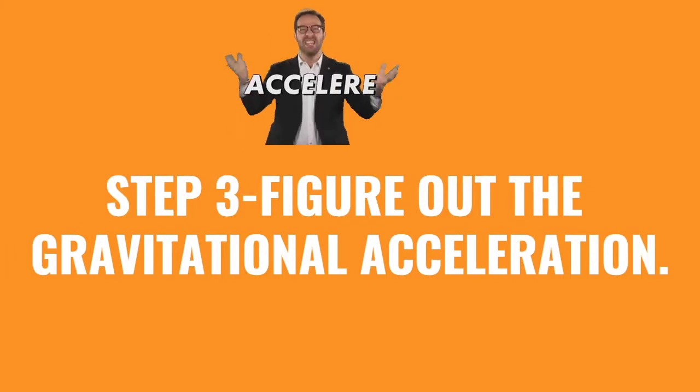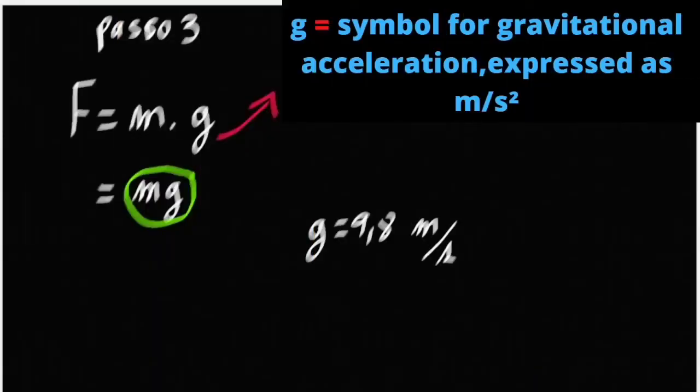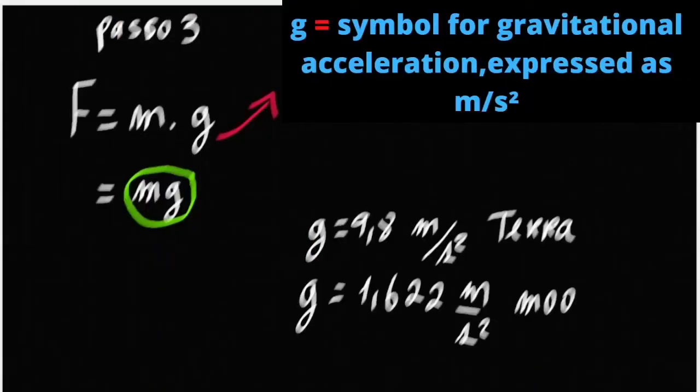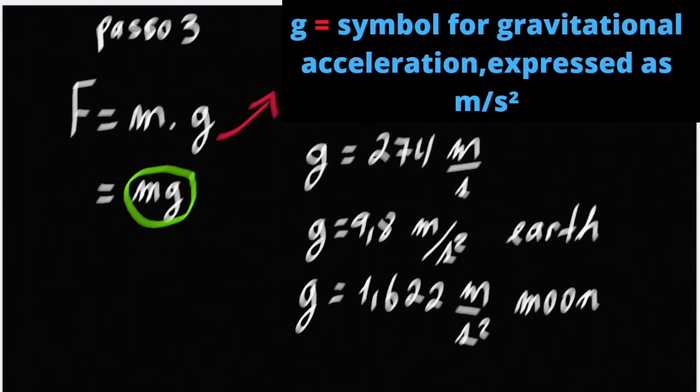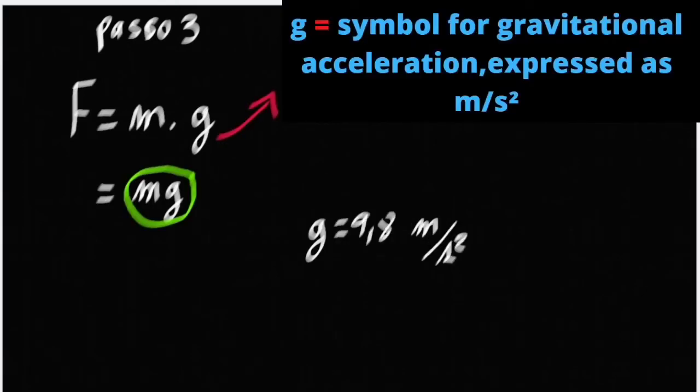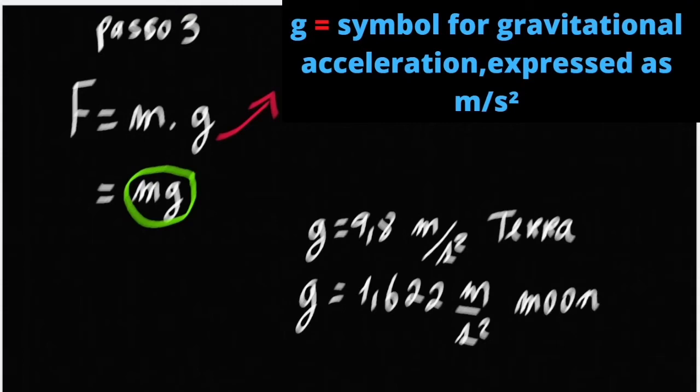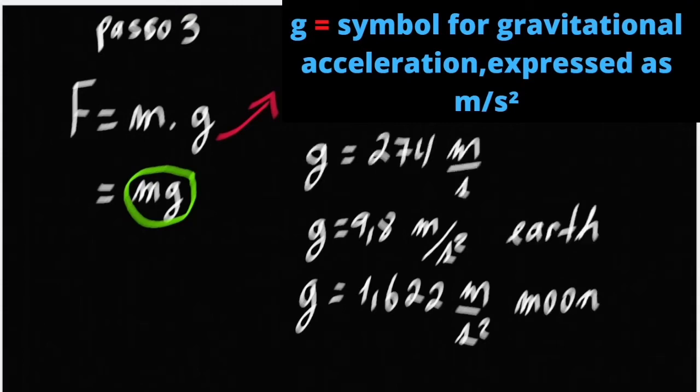Step 3, figure out the gravitational acceleration. In other words, figure out g. On the surface of the Earth, g is 9.8 m/s². Elsewhere in the universe, the acceleration of gravity changes. Your teacher should tell you, or the problem should indicate, where the gravity is acting from so that you know.